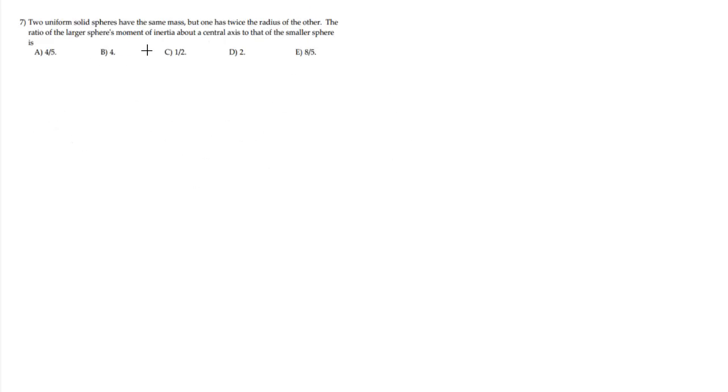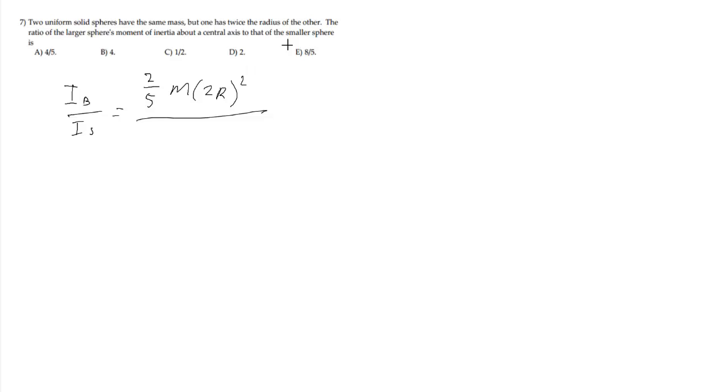Two uniform solid spheres have the same mass, but one has twice the radius of the other. The ratio of the larger sphere's moment of inertia about a central axis to that of the smaller sphere is, so effectively what we're looking for is I big over I small. Since these are solid spheres, I mentioned it before, their moment of inertia is 2/5 m r squared. In this case, r is twice the radius of the other, so we'll call this 2r squared.